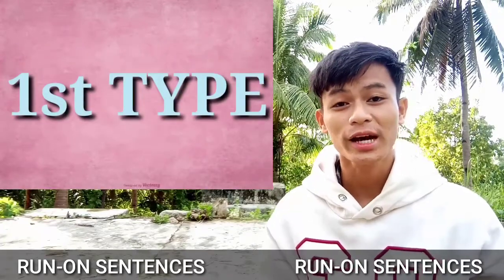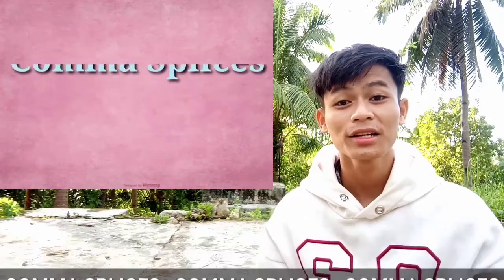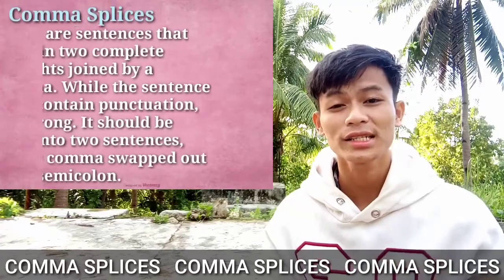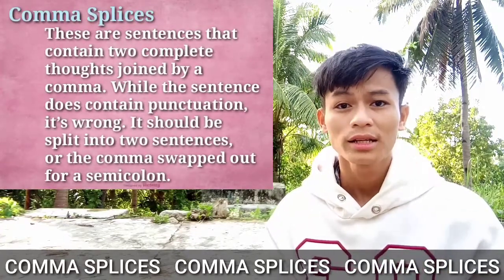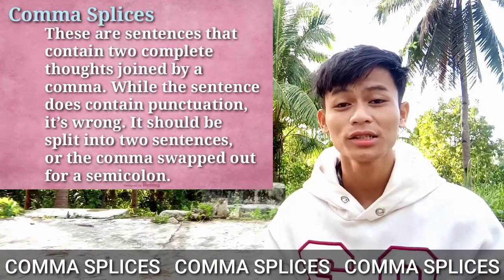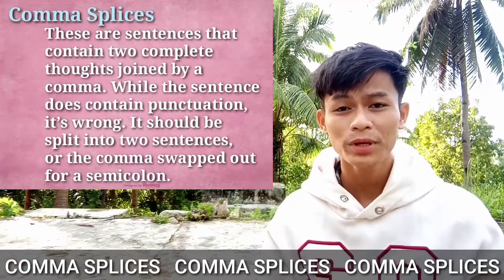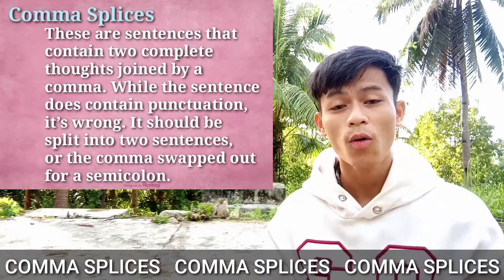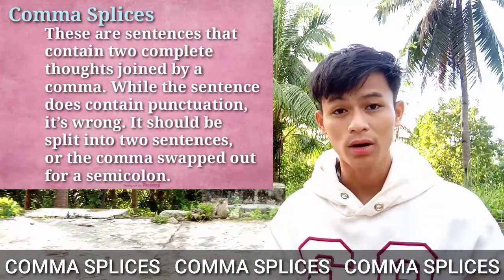Our first type of run-on sentence is the comma splice. Comma splices are sentences that contain two complete thoughts joined by a comma. While the sentence does contain punctuation, it is still wrong. It should be split into two sentences, or the comma swapped out for a semicolon.